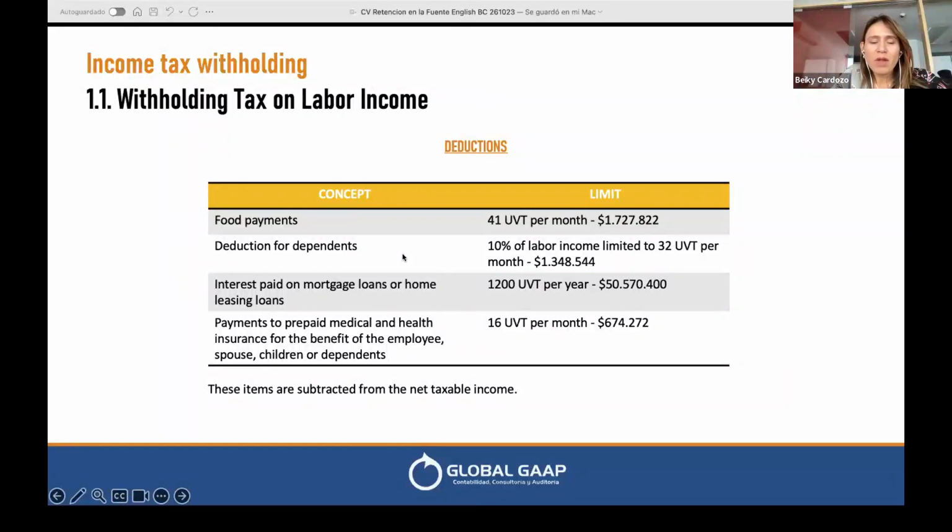Then you have the deductions of your dependents.